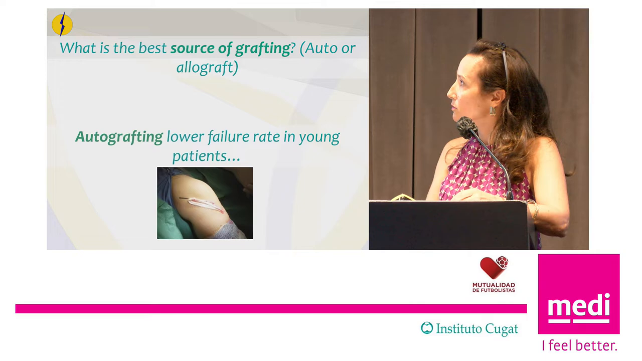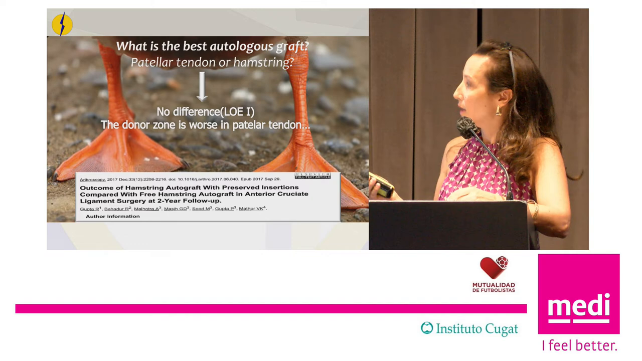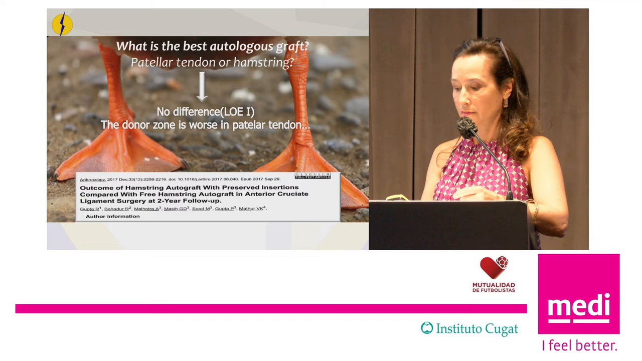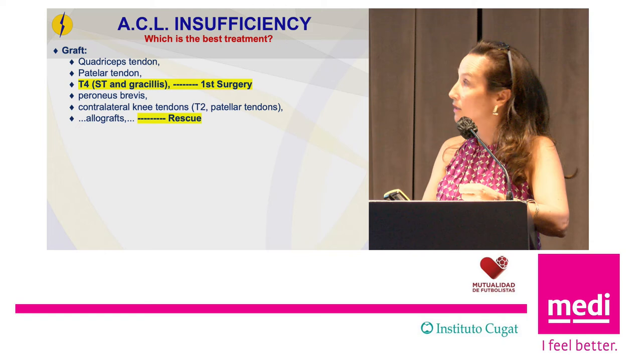Between patellar tendon or hamstring, with a level of evidence one, this paper says that there is no difference. Although they say that the donor zone is worse in patellar tendon, as everybody knows. In our experience, at first surgery, we use a hamstring and we preserve the allografts for the rescue.